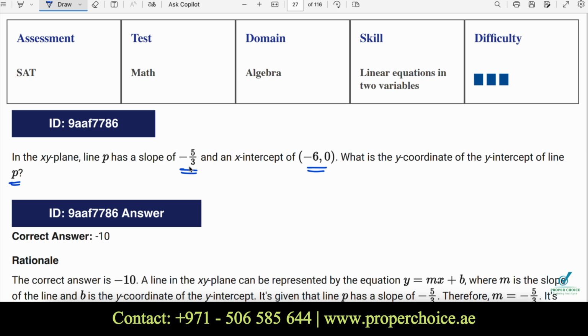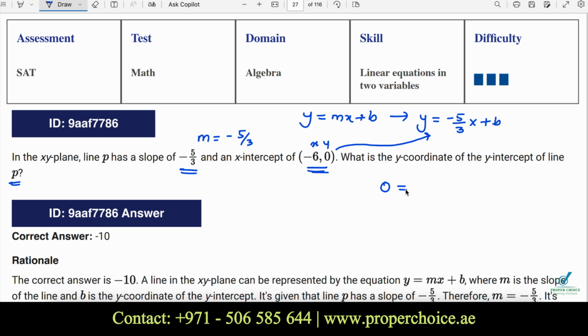As they clearly told us, this line has a slope. So you can write y equals mx plus b as the equation of a line. And you see the slope, that is the m value here, is negative 5 by 3, which has already been given. Then this equation turns to be y equals negative 5 by 3x plus b. Now to find the value of b, which is the y coordinate of the y-intercept, you can take the help of the x and y values. You can substitute them. First value is always x, second value is always y.